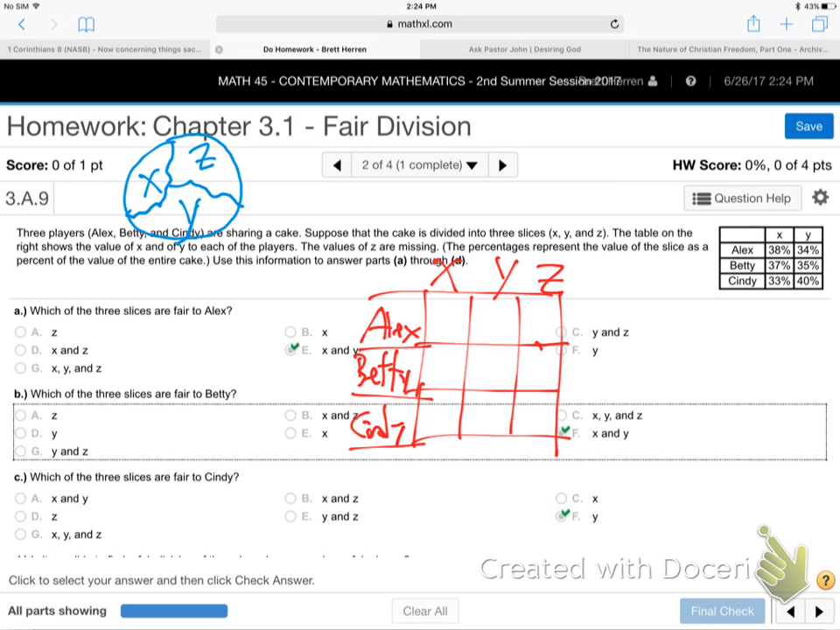We need to fill that in. So X, what is it, 38%. 34%. So let's start with Alex. So if we know Alex is 38% and 34%, that's what he thinks. Meaning when Alex looks at that cake, he thinks piece X here holds 38% of the value of the cake, in his opinion, based on the frosting and the size and the whatever. Does that make sense? And then piece Y, Alex thinks is worth 34% of the value of the whole cake. That's how Alex feels.